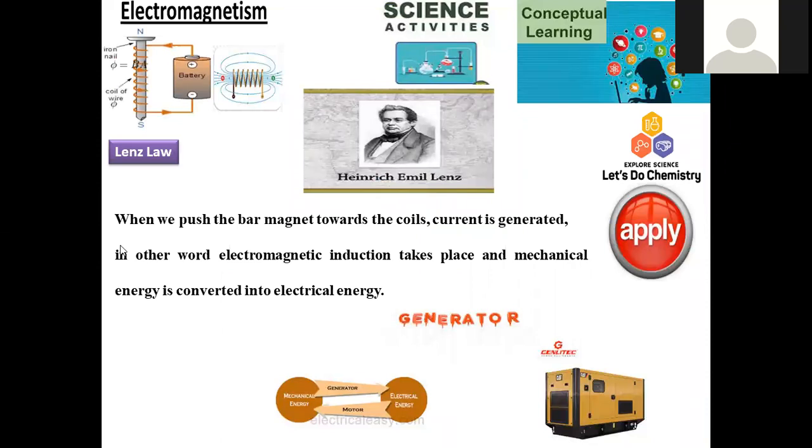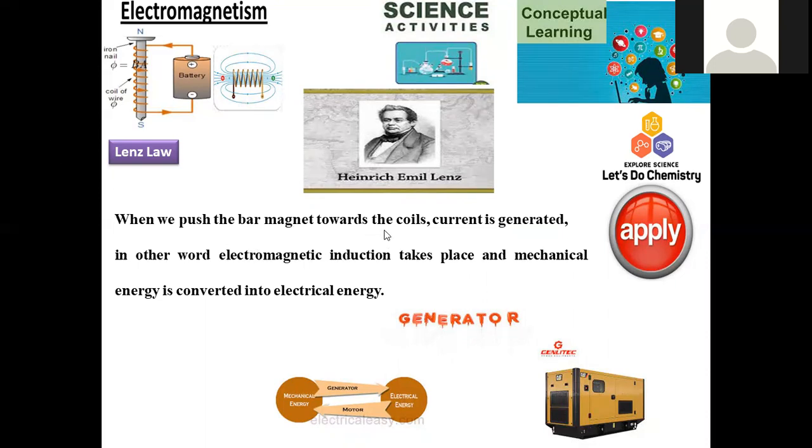Now, we are going to discuss Lenz's law in detail and what kind of deviation is observed in Faraday's law, right? So, when we push a bar magnet towards the coil, current is generated. Already we know that. One kind of loop system was taken that is connected with the galvanometer, and by inducing an external magnetic field, what happens? Within the loop, electrical current is induced, that is called induced electromagnetism, right?